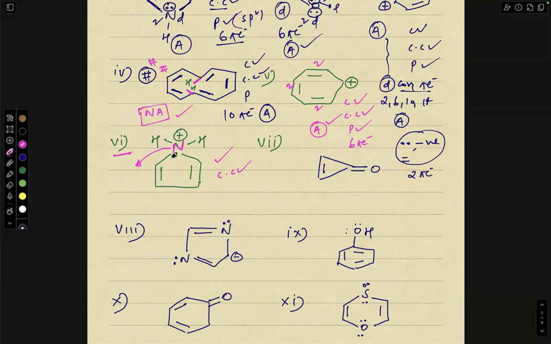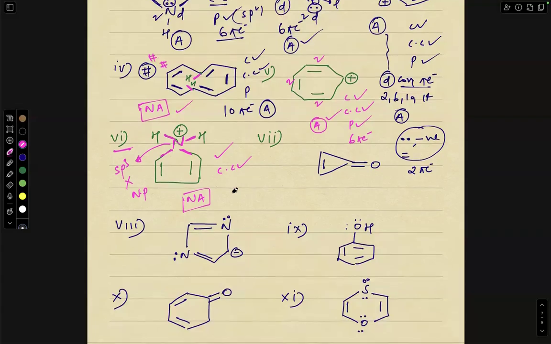Are you sure this is sp2? This is sp3. Why? Because 1 sigma, another 1 sigma, and another 1 sigma, 4 sigma. So 4 sigma means 4 electron pairs. That means sp3, which is not possible. This is non-planar. So non-planar means non-aromatic. Make sense? Perfect.